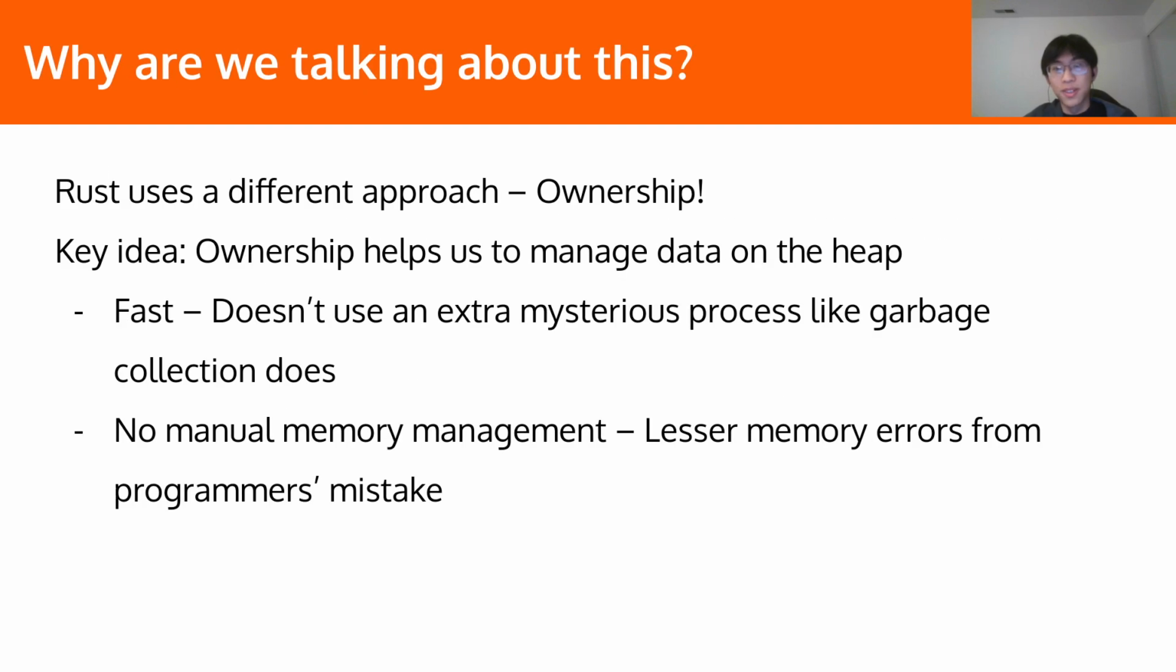So let's talk about what Rust does. Instead of manual memory management or garbage collection, Rust uses ownership. Some advantages are that ownership is fast because it doesn't use an extra process like garbage collection does. For example, we might not know exactly what the garbage collector is doing, but we can have a pretty good understanding of the ownership system ahead of time. And there's also no manual memory management needed from the programmer's side. The compiler will automatically use the ownership system to decide when to free data.